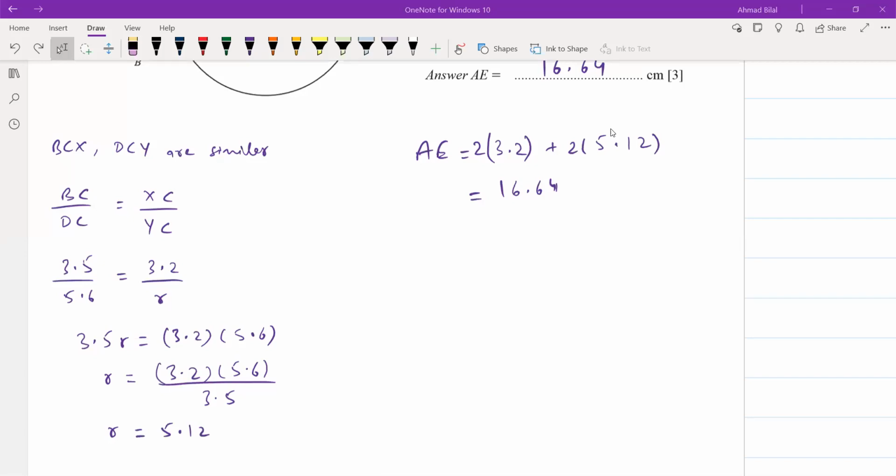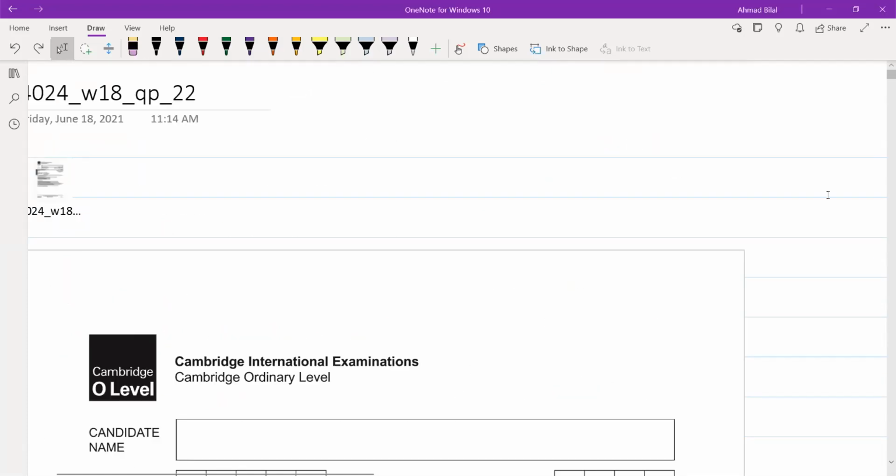In the next session, on Monday, we will be doing the next topic, which will most likely be graphs of functions. Then on Tuesday we'll do some practice questions on that. And then on Thursday, inshallah, we will be doing the May-June 2018 paper 2. So that's it for today.